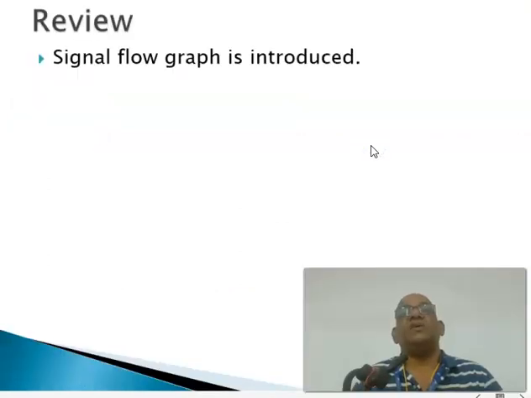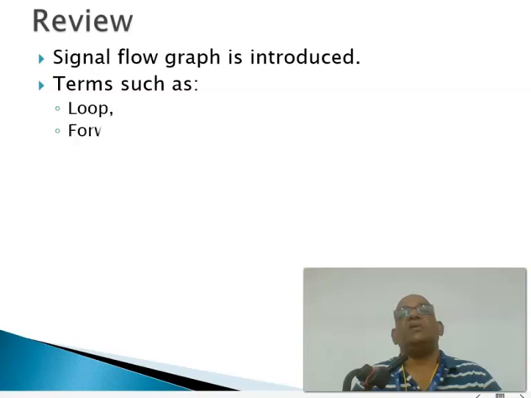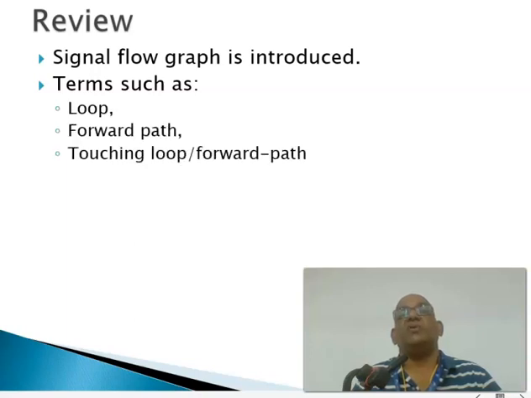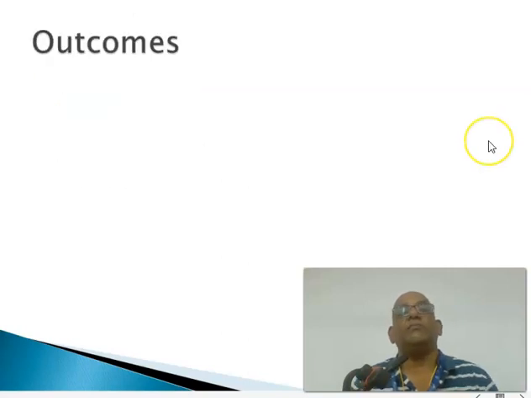In the last video, we saw what we mean by a signal flow graph and how to draw one, and we introduced terms such as a loop, a forward path, and touching loops or a touching forward path, that is, two touching loops or one loop touching a forward path. We will try to use these to specify Mason's gain formula and go over an example.